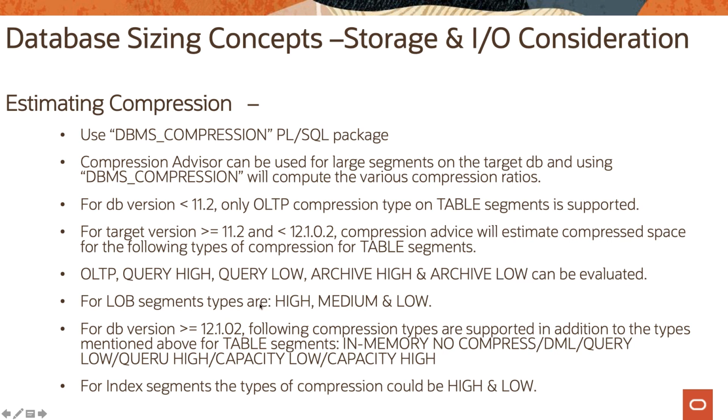For LOB segment types the options are high, medium, and low. For any database version greater than 12.1.0.2, there are some additional compression types, like in-memory no compress, DML, query low, query high, capacity low, capacity high, etc., which are supported. For index segments, the types of compression could be high as well as low.